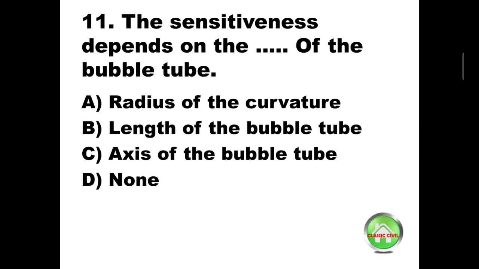Question number 11. The sensitiveness depends on the dash of bubble tube. Option A, radius of the curvature. Option B, length of the bubble tube. Option C, axis of the bubble tube. Option D, none. The sensitiveness depends on the dash of the bubble tube. Answer is option A, radius of the curvature.